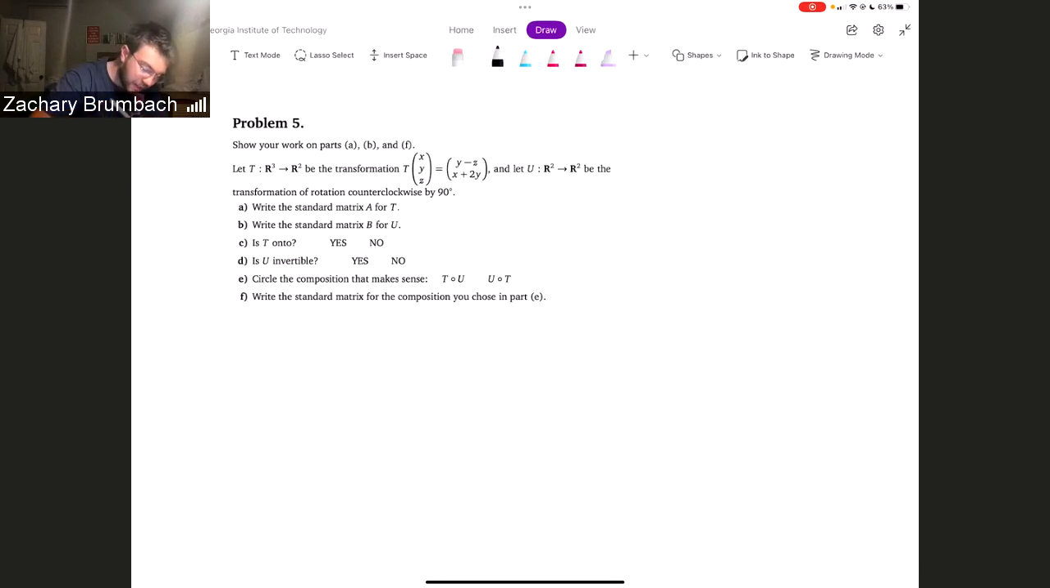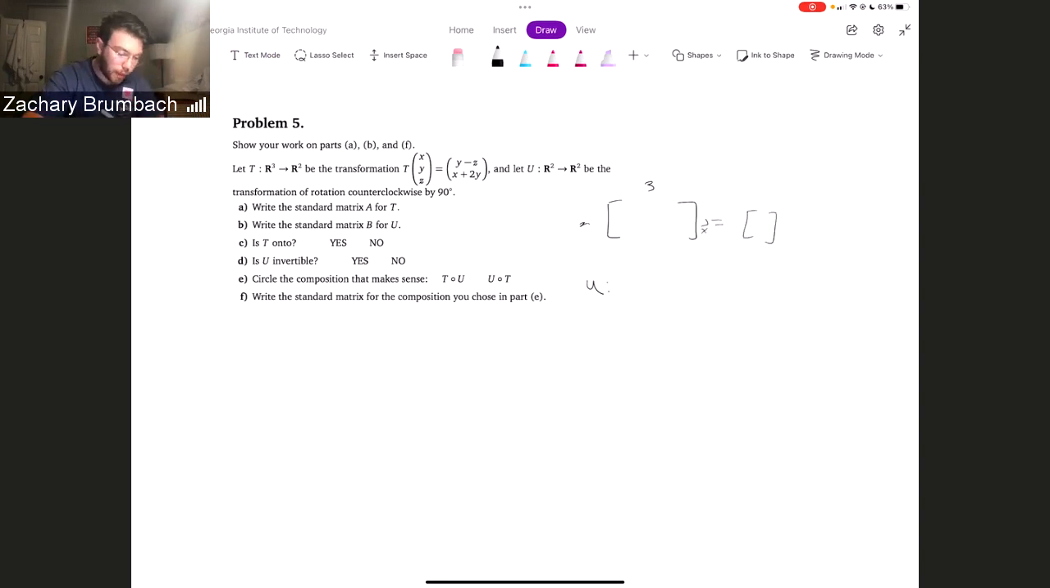So T is a transformation from R3 to R2, being T of (x, y, z) equal to y minus z, and x plus 2y, and let U be the transformation that rotates counterclockwise by 90 degrees. Find the standard matrix A for T.